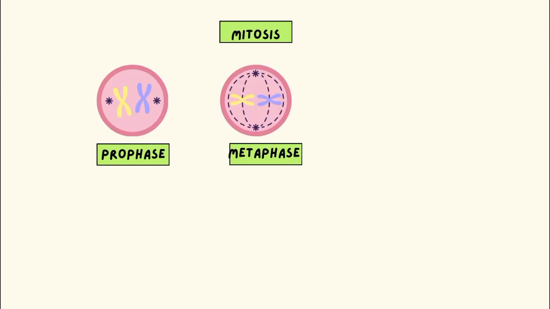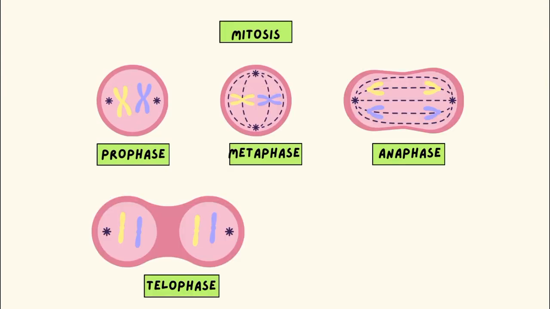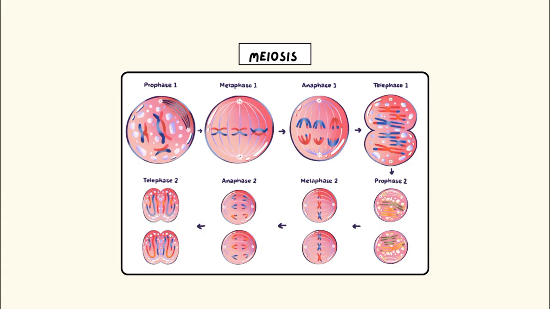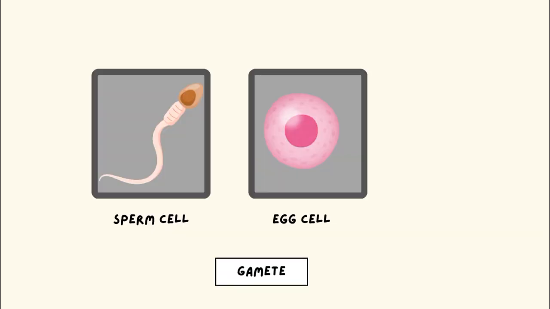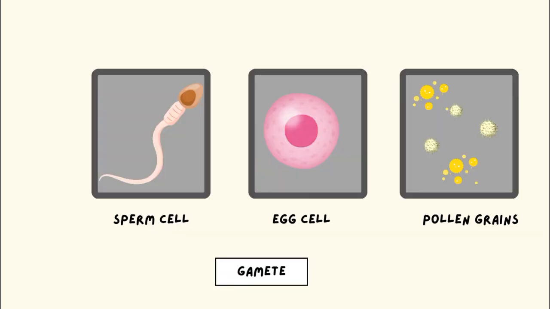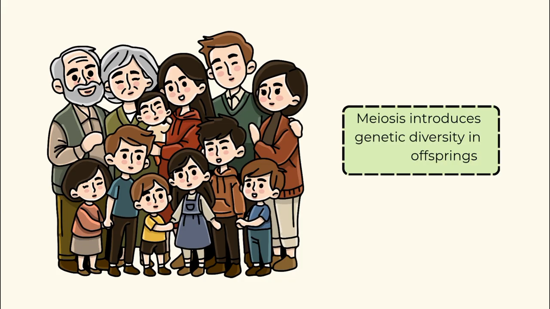In the previous video, we learned about amitosis and mitosis. In this video, we'll learn about meiosis. Meiosis is a type of cell division that produces gamete or sex cells. It introduces genetic diversity in offsprings.